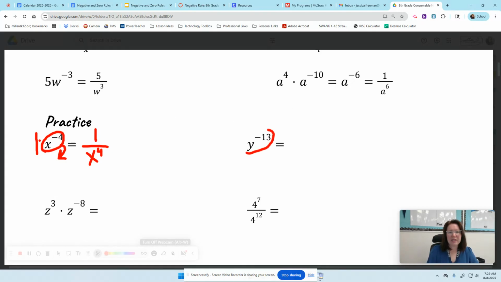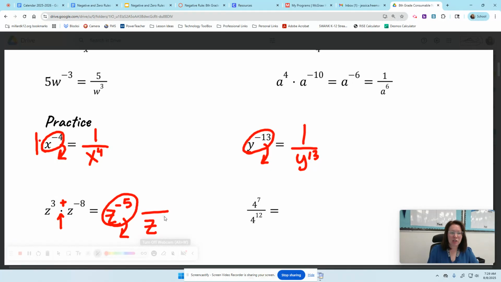Okay, y to the negative 13, same thing. Let's cross the line and change the sign. So now it's on the bottom of the fraction and it's a positive 13. And we put that 1 on top. Okay, here we've got to do a little bit of work first. We know when we have multiplication, it means we're allowed to add the exponents. 3 plus negative 8 is z to the power of negative 5, but it always wants us to simplify to a single positive exponent. So we're going to cross the line and change the sign, move it to the bottom of the fraction and make it a positive 5. Put that 1 on top.